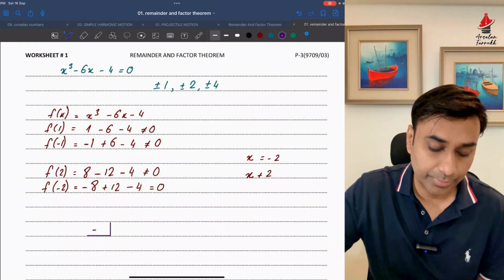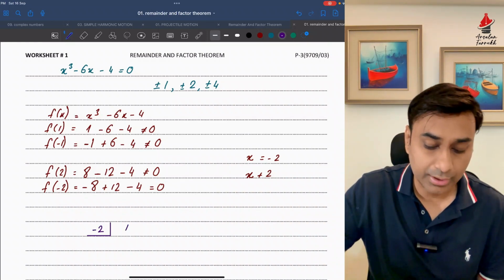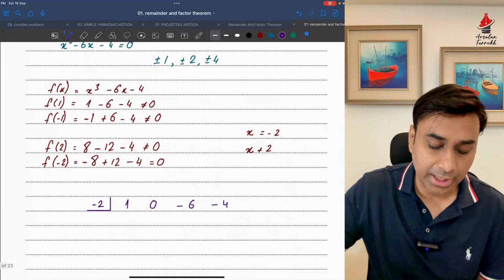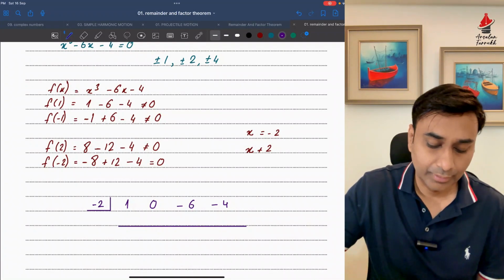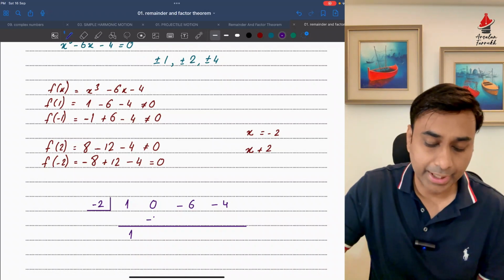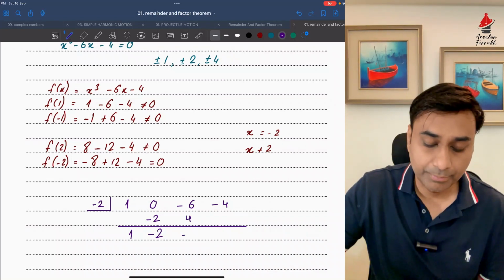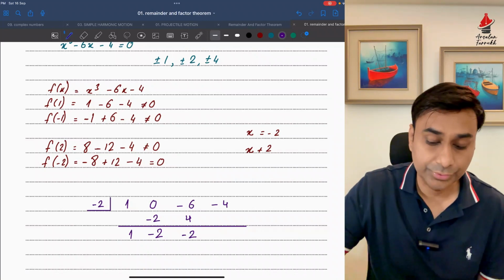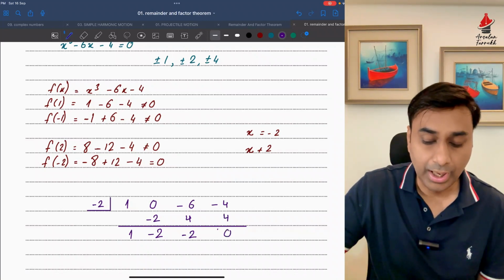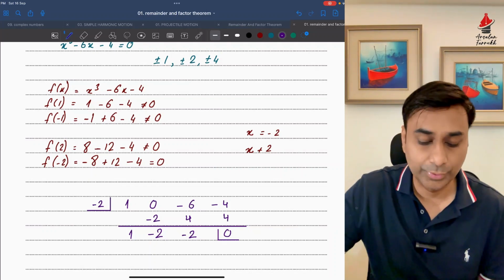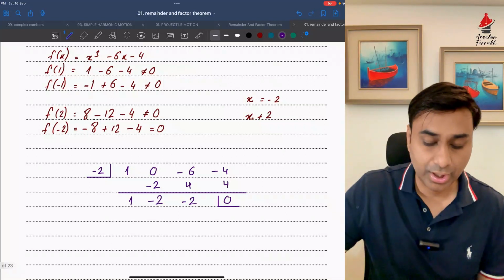So this is going to be minus 2, the coefficient of x cubed is 1, the coefficient of x squared is 0, the coefficient of x is minus 6, and the constant term is minus 4. So I copy down 1 as it is. Minus 2 times 1 gives me minus 2, adding up gives me minus 2. Minus 2 times minus 2 gives me 4, adding up gives me minus 2 again. Minus 2 times minus 2 gives me 4, adding up gives me 0. I am always anticipating 0 over here because I know that this is going to be a factor, so the remainder should come out to be 0.